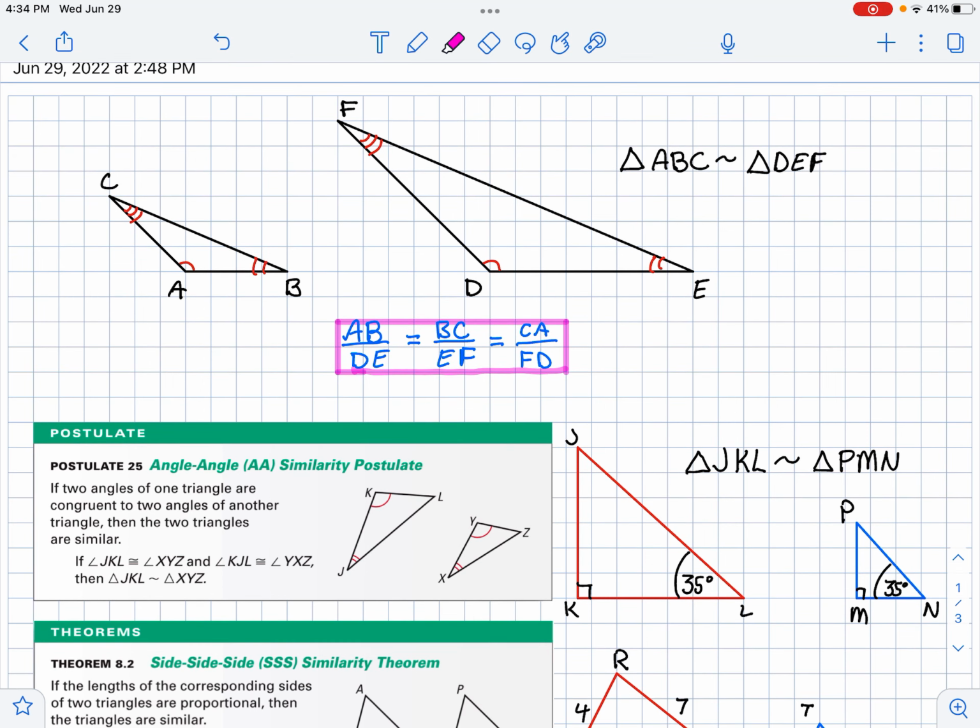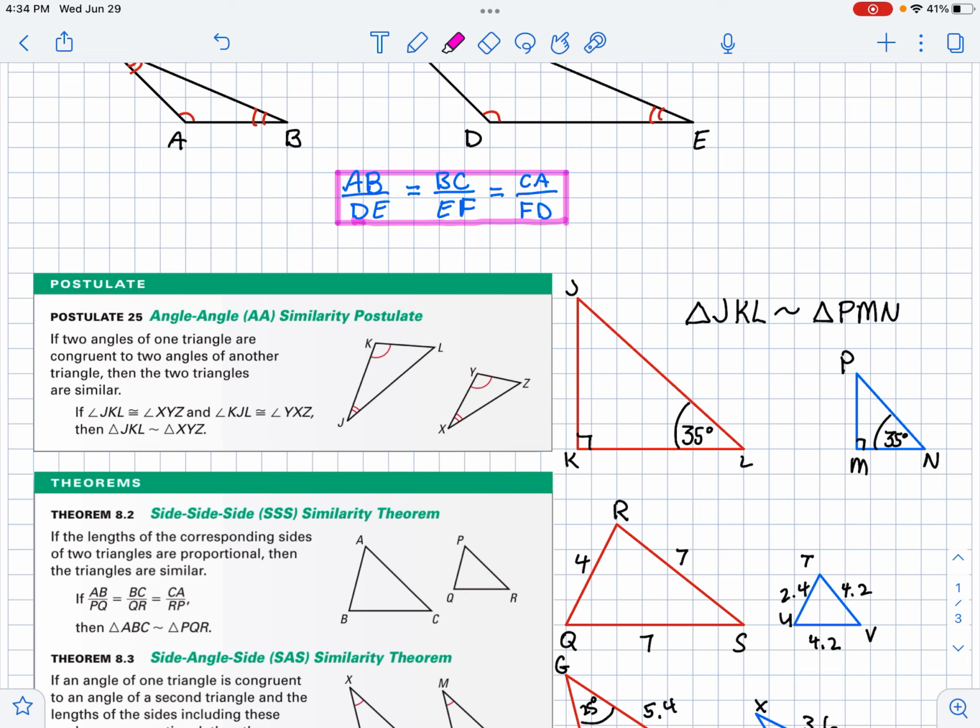Now, let's think about this. If these triangles were congruent, they would still be similar, right? Every angle would be congruent to its corresponding angle, and all the sides are congruent to their corresponding sides, so the proportion is still there. The proportion would be 1. AB divided by DE would be 1 because it's the same length. So just to clarify, congruent triangles are also similar.